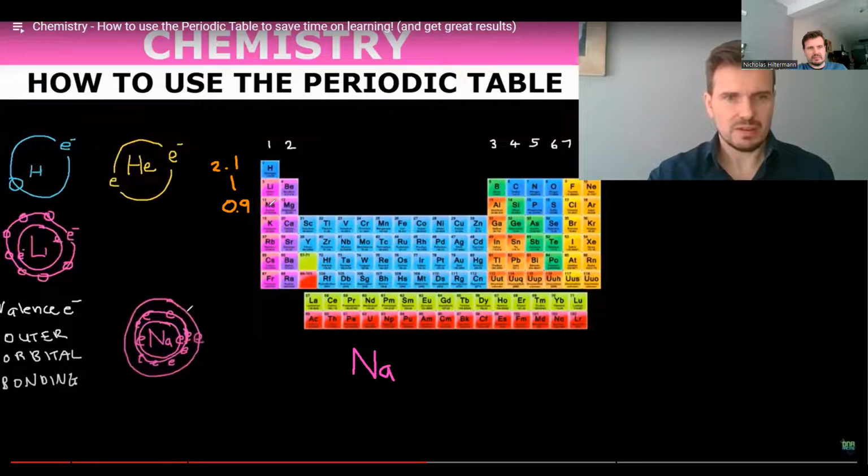So how many valence electrons do those in group 1 have? 1. Excellent. 1 plus. Good. So there's our 1, and I'm going to draw that valence electron on the sodium.